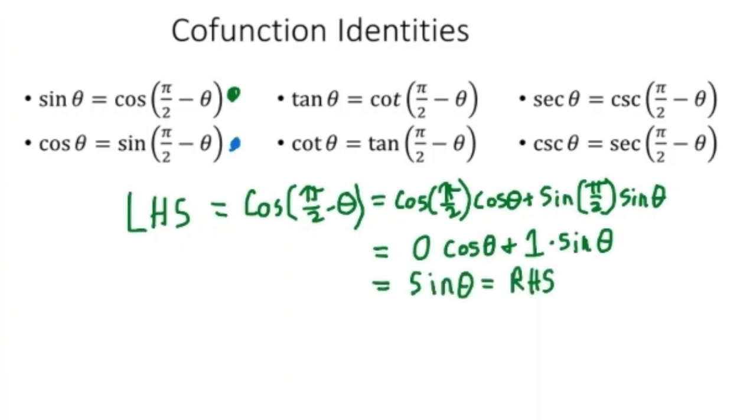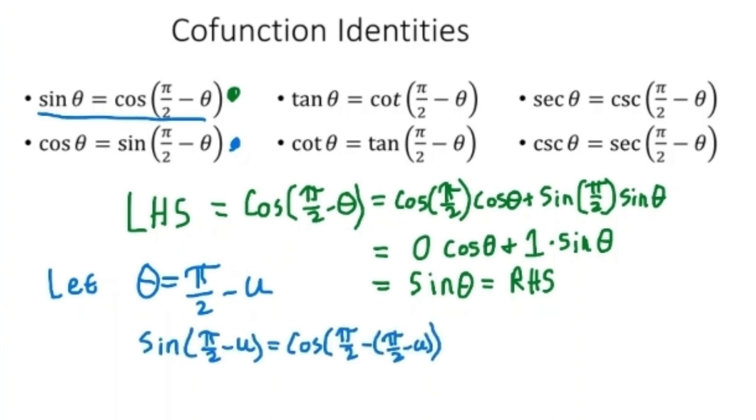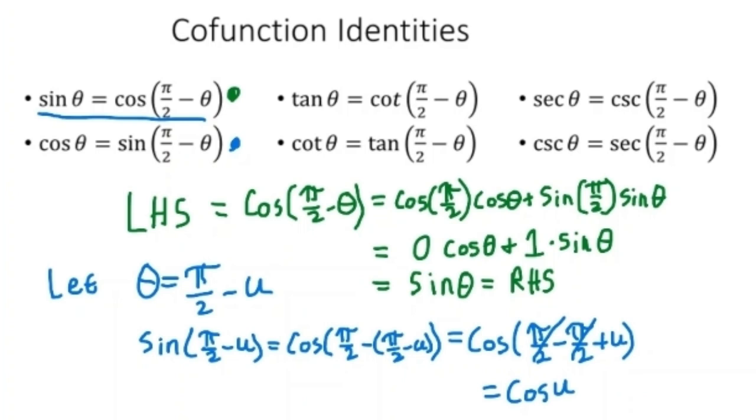For the second identity, cosine theta equals sine of pi over 2 minus theta, we haven't established the sum difference rule for sine, but we can actually figure out this identity by doing a substitution for the first. If we use the substitution that theta equals pi over 2 minus u, our first identity on the top can be rewritten as sine pi over 2 minus u equals cosine of pi over 2 minus the quantity pi over 2 minus u. Inside of the cosine, distribute in the negative sign, the pi over 2's cancel, we're left with cosine u. Now, even though I have that sine pi over 2 minus u equals cosine u, the letter doesn't matter. I can replace u with any letter or variable I wish. So the second identity does also hold true.